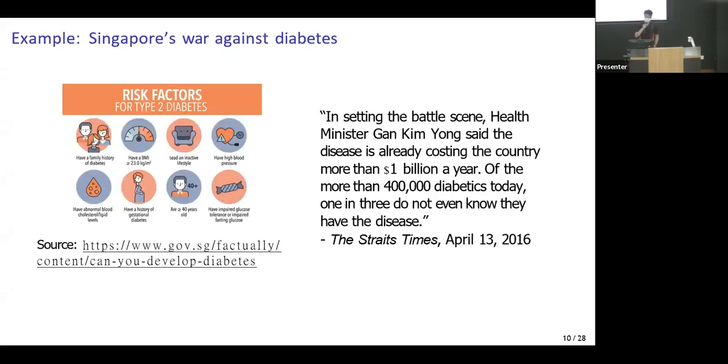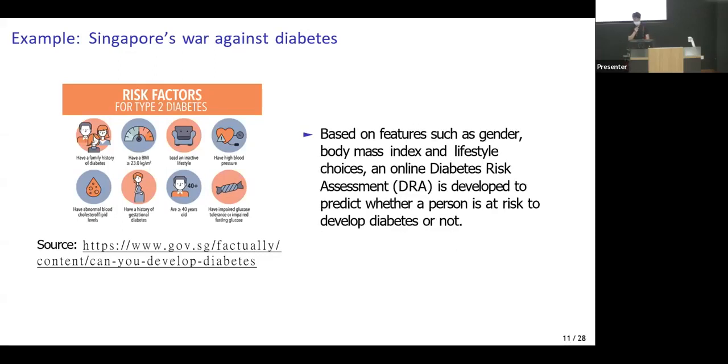Okay, some examples. This was a newspaper article from a few years ago. Health Minister Gan Kim Yong said that the war on diabetes is costing the country more than $1 billion a year, and of the more than 400,000 diabetics, one in three do not even know they have the disease. So it will be good for us to have an automated, or in other words, a predictive algorithm that we can implement so that anyone may make use of this method to help to predict his or her diabetes status. So this is a very relevant example for Singapore.